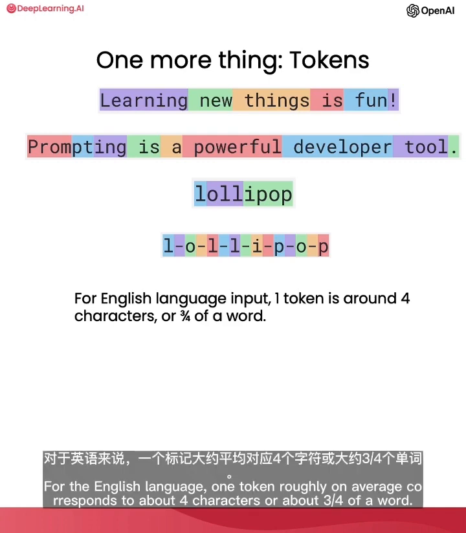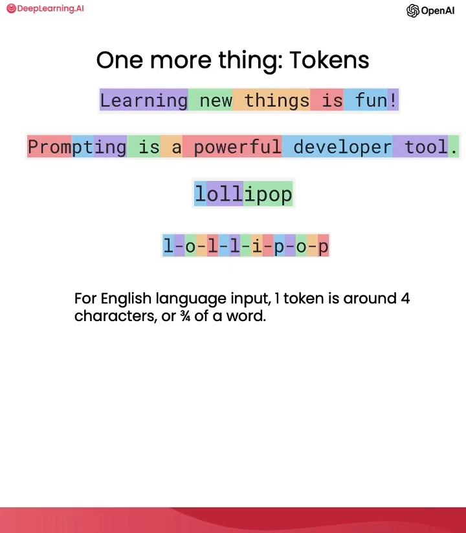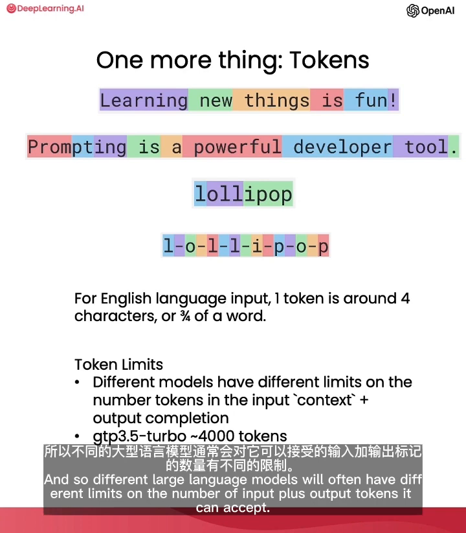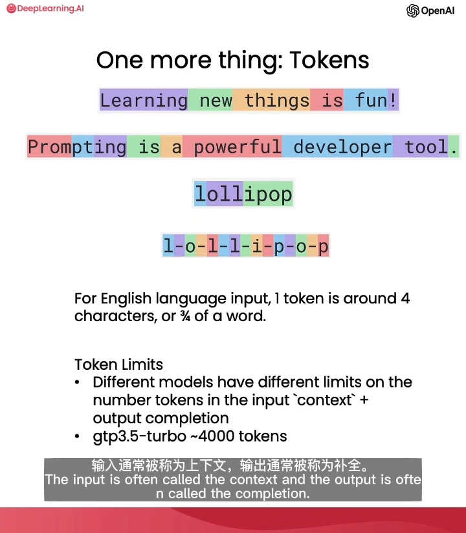For the English language, one token, roughly on average, corresponds to about 4 characters, or about 3/4 of a word. And so different large language models will often have different limits on the number of input plus output tokens they can accept. The input is often called the context, and the output is often called the completion.